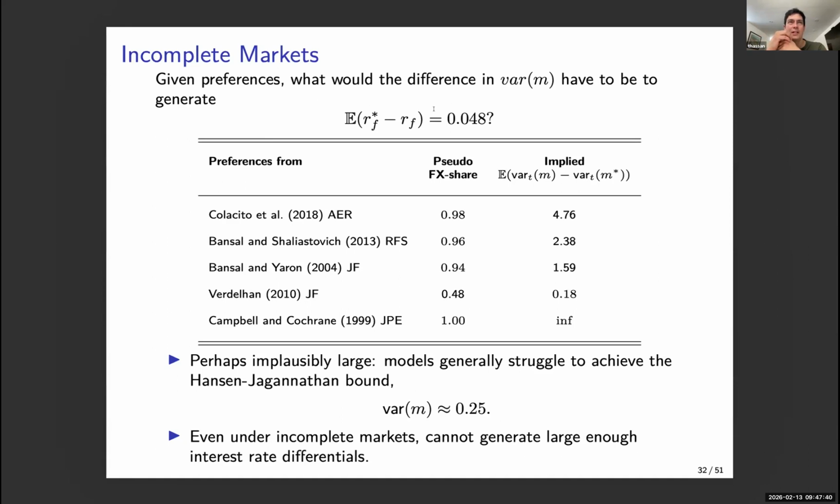But that market incompleteness is still, but the key issue was that the interest rate differential was tiny, and making the market more incomplete doesn't make the interest rate differential any bigger. That's the point. So this is a problem that applies to what people refer to as complete and incomplete markets models in the same way.